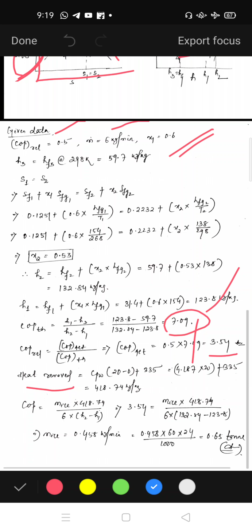The question says convert it into ton. So first to convert minute into hour, you have to multiply by 60, then for 1 day you have to multiply by 24. This numerator is in kg. To convert into ton, divide by 1000, and the final result will be 0.65 ton. Means this amount of ice you are producing from this machine. So thank you.